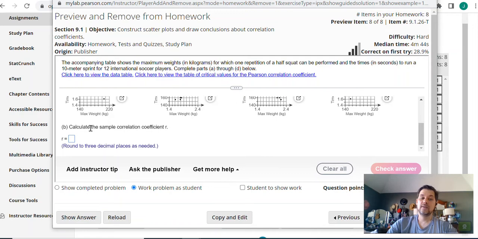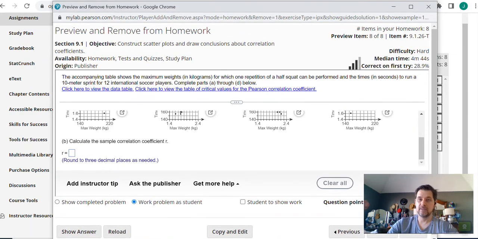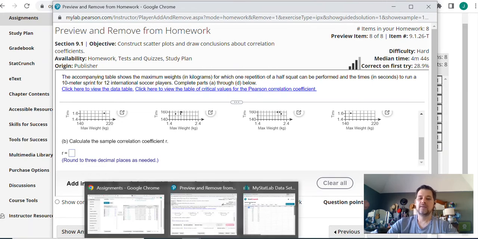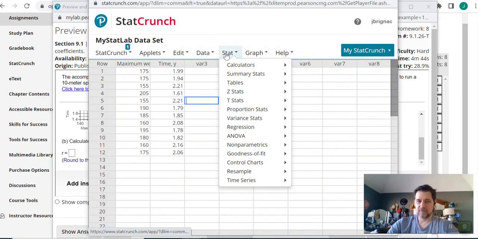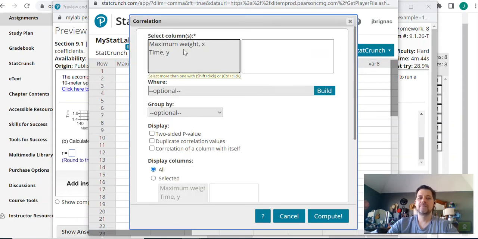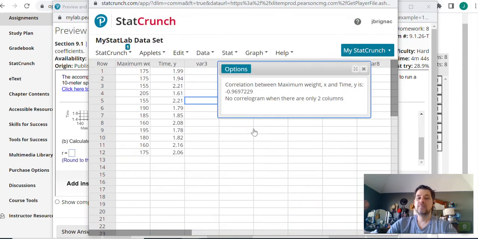But this is a very difficult number to calculate by hand if you just had paper and a calculator. So let's let StatCrunch do the work for us. I go to Summary Stats and Correlation, and I select both of these, and I hit Compute, and it gives me the correlation coefficient. I thought it'd be fairly close to -1. Turns out it's really, really close to -1. That's why we rely on a number to tell us how strong the correlation is rather than just a picture.